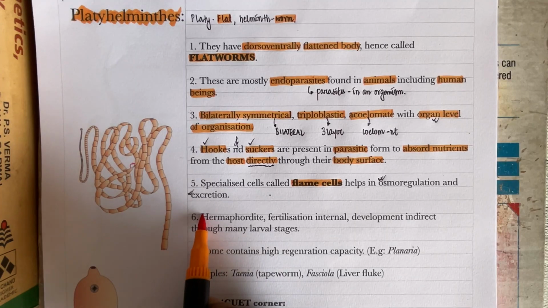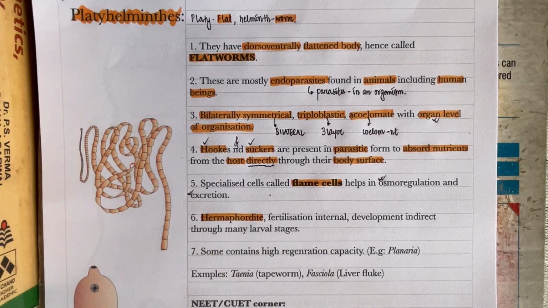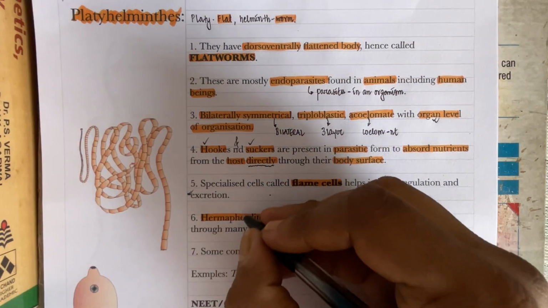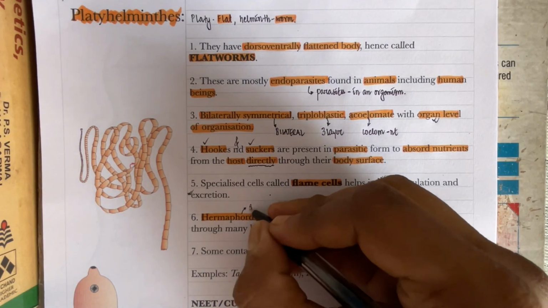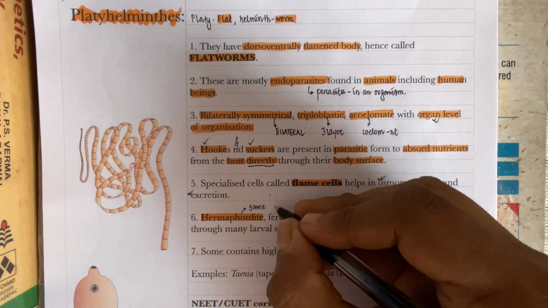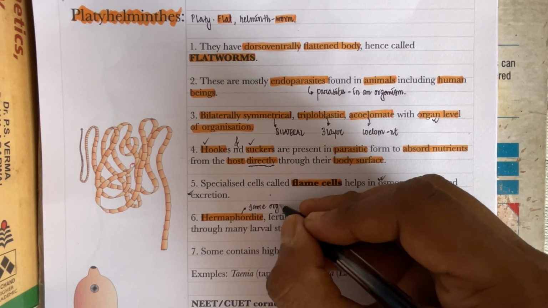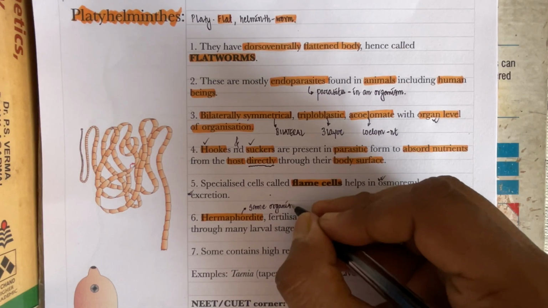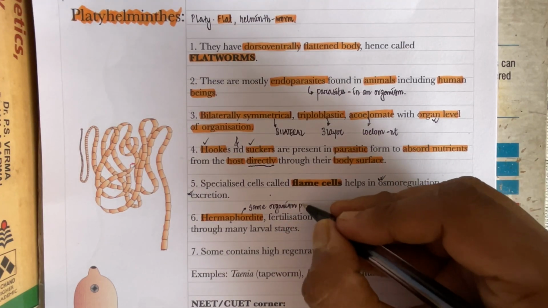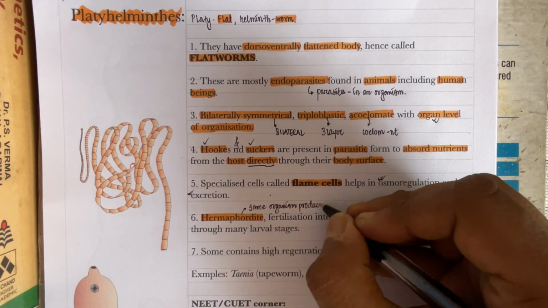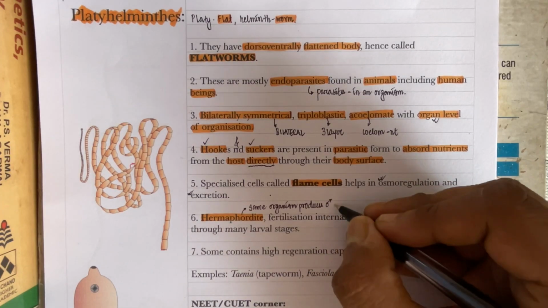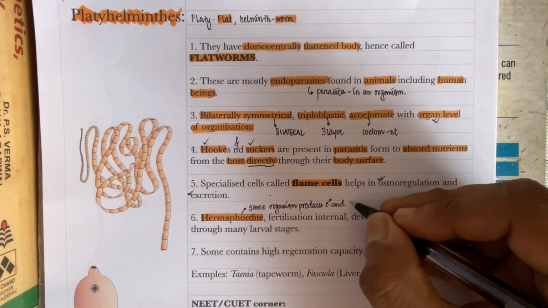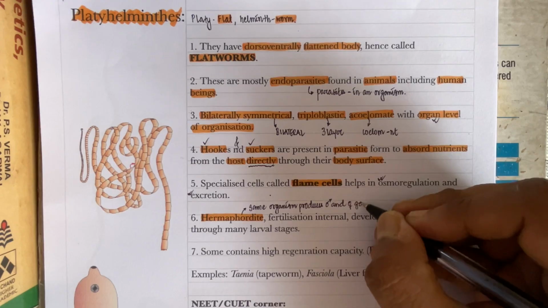The sixth point tells us that they are hermaphrodite. Hermaphrodite means that in the same organism you have the male and female structures, or the same organism produces the male and female gametes. So you can write it like this: same organism produces male and female gametes.